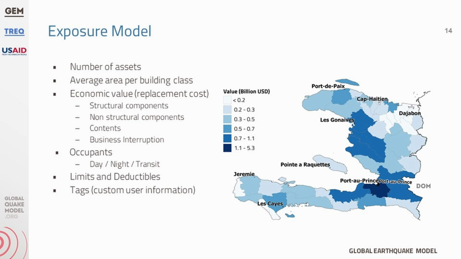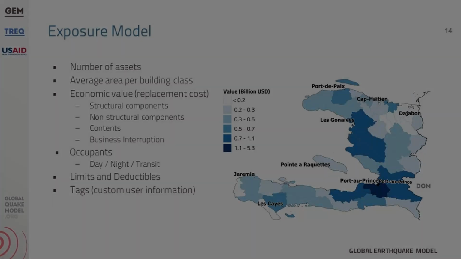You can consider different levels of occupancy, such as night, day, and transit occupants. It allows the analysis of insured portfolios with limits and deductibles, and even personalized information through labels. For example, it is possible to differentiate between elements exhibited in the same construction class depending on the socioeconomic stratum of the house or its built area.